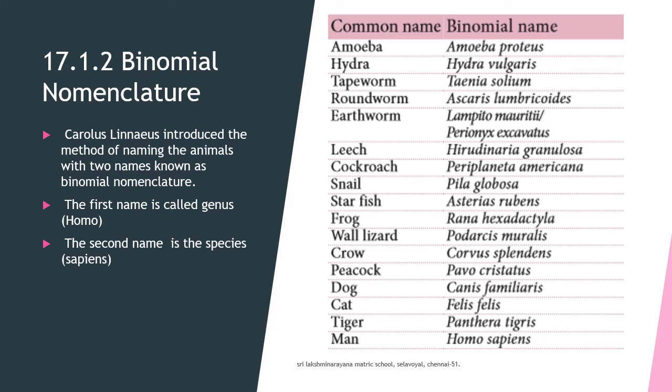In this slide, we are going to learn about binomial nomenclature. Carolus Linnaeus introduced the method of naming the animals with two names, known as binomial nomenclature. The first name is called genus. The second name is the species.